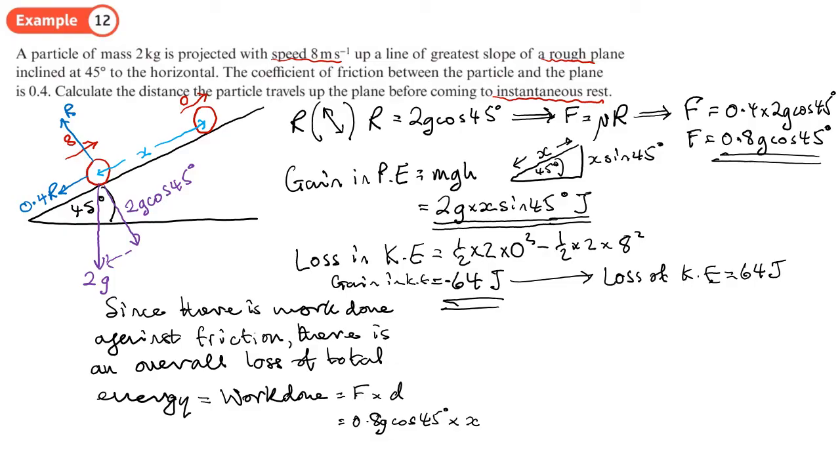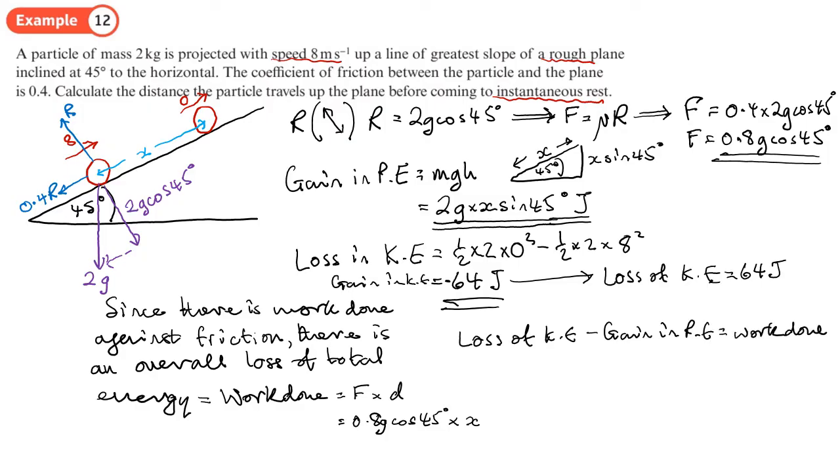Now, to make sure we don't get a negative in our working, I'm going to do this. I'm going to say that the loss of kinetic energy minus the gain in potential energy equals work done.